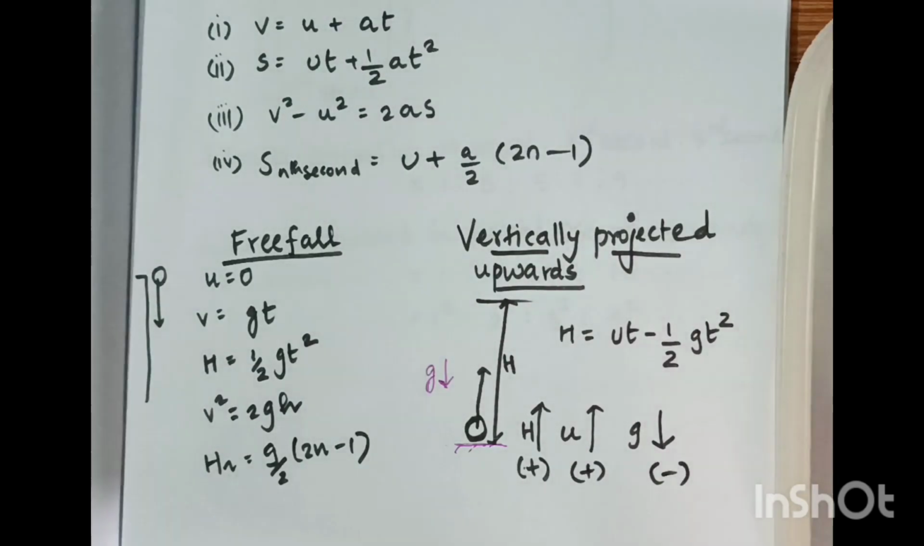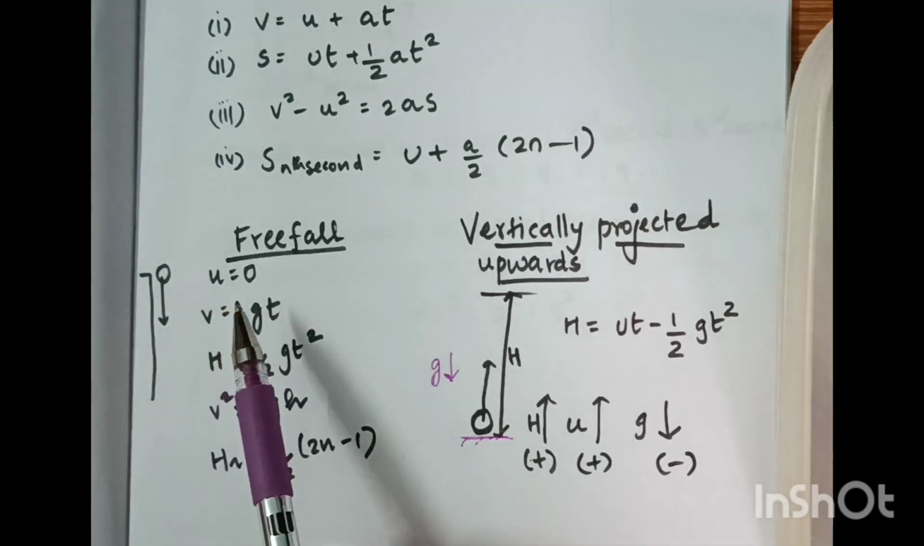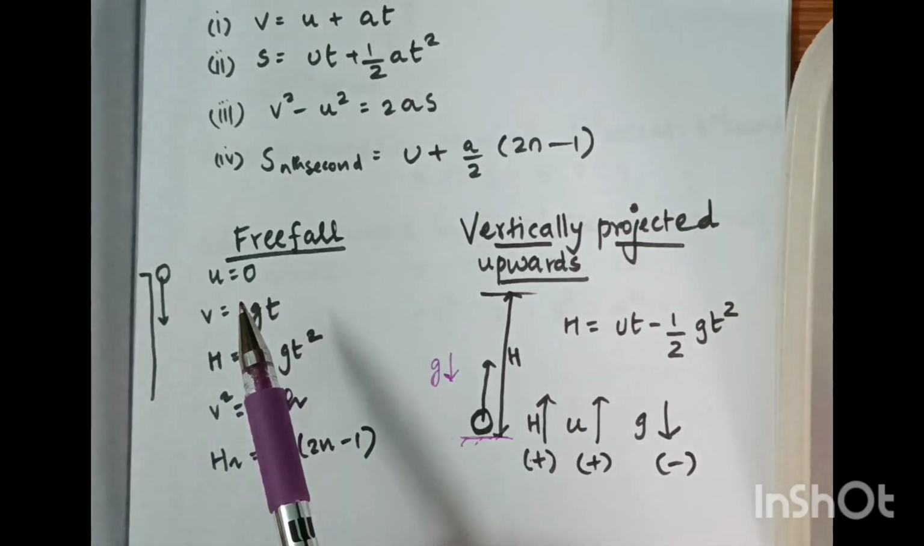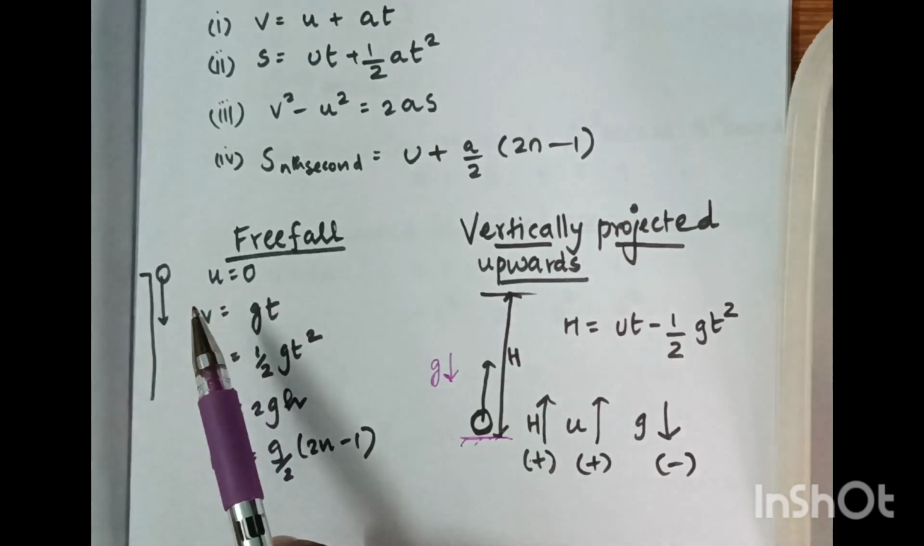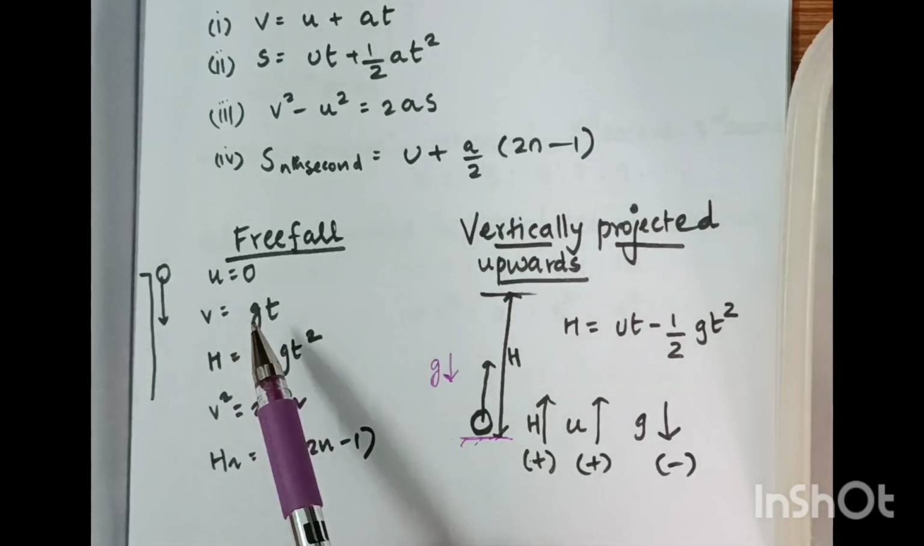Let us see two more cases. One is free fall, another one is vertically projected upwards. In free fall, we are not going to put any initial velocity. The ball is just dropped. There is no initial velocity given, it is just dropped. So in that case, how will the equations of motion become?